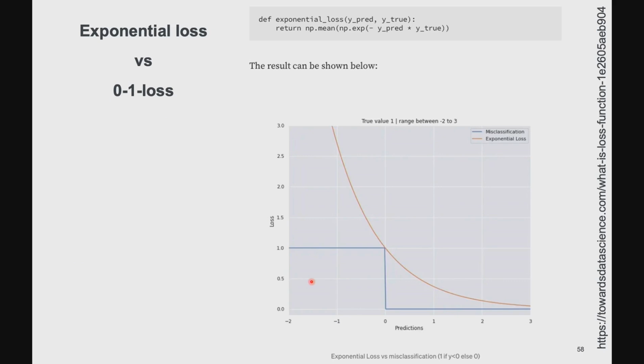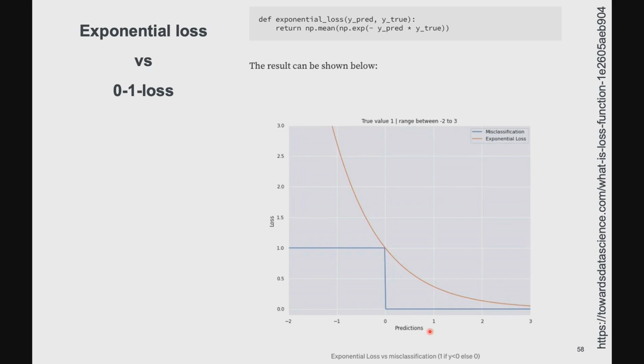Here, by the way, a short comparison of the exponential loss. What is not really visible here is that the prediction here is really the y times f hat of x. This is on the x-axis.